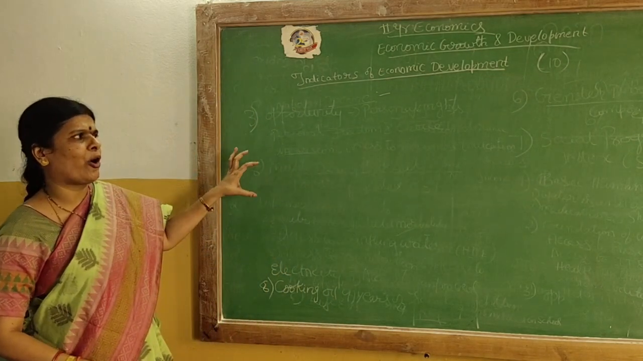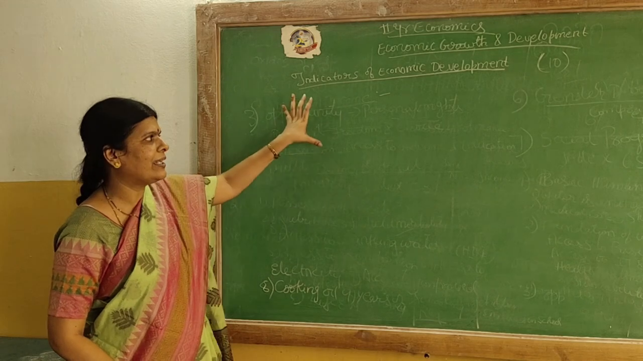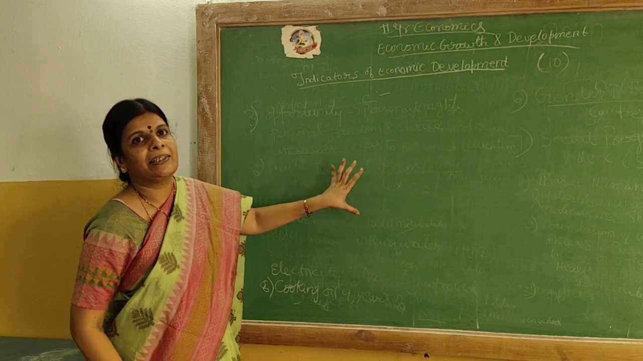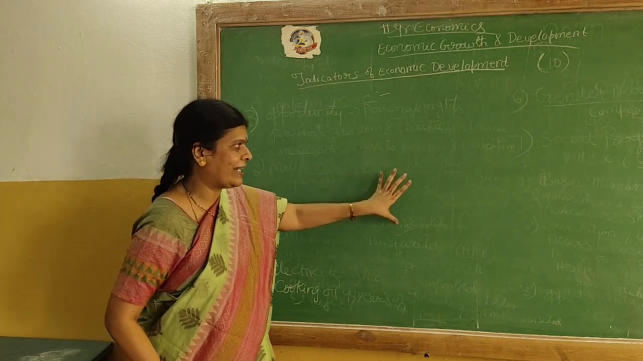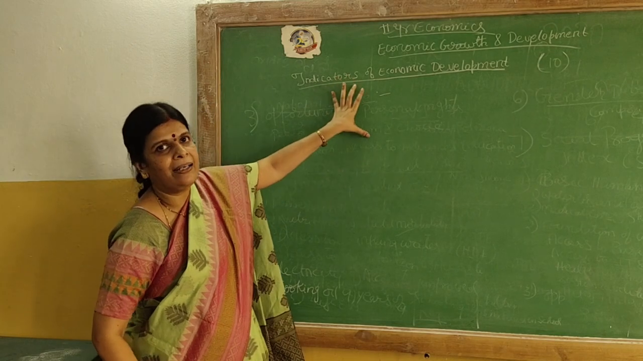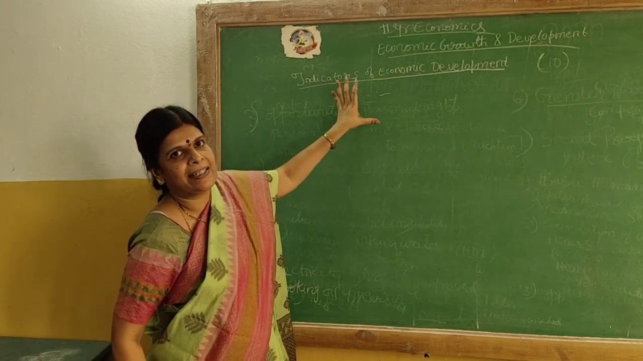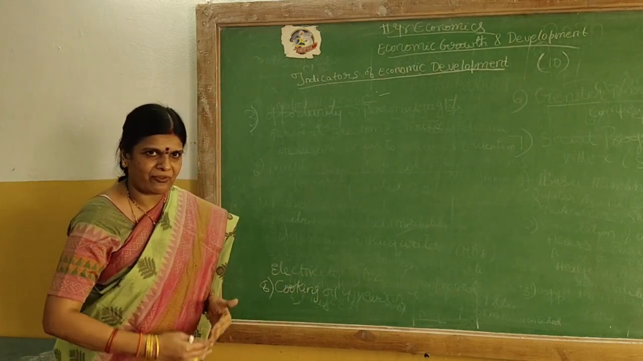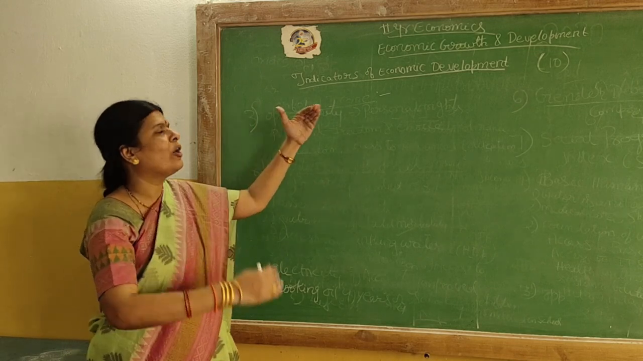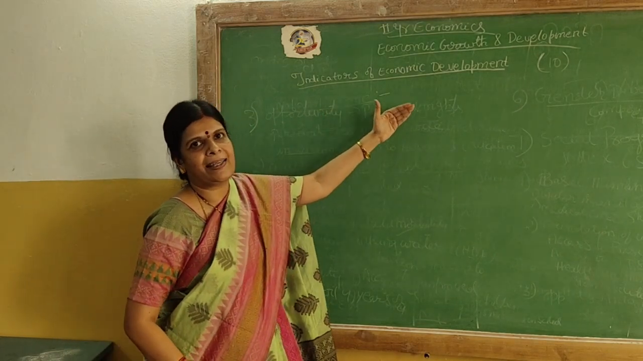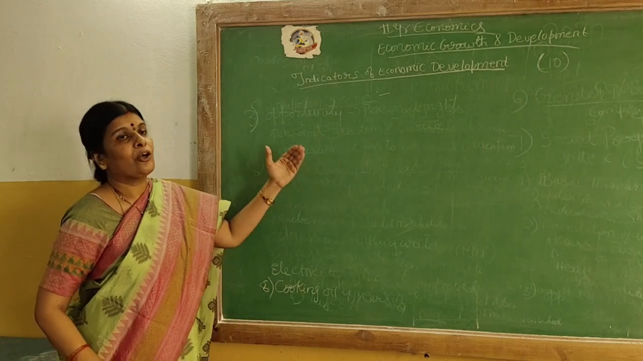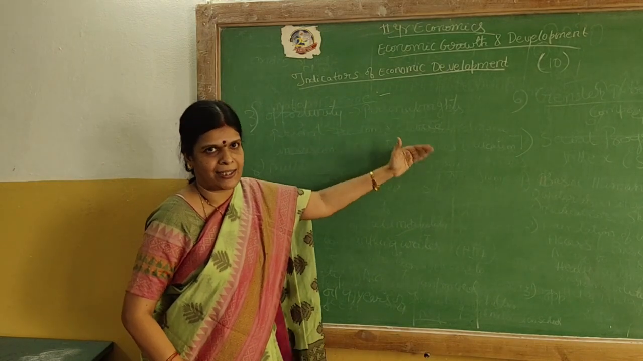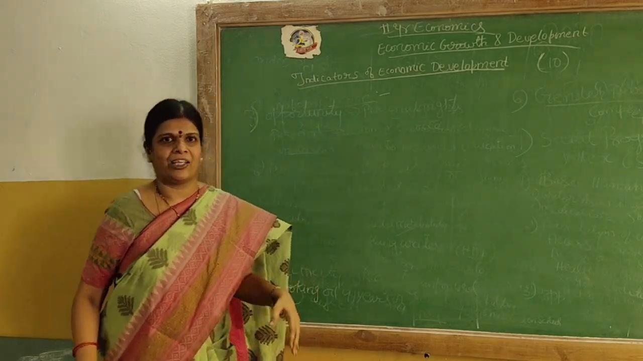What happens if any problem arises in the state? The center will send some people and they will identify the problems. They will take decisions, go and report it to the center, and the center will take decisions and they will be implemented. So the decision process will start from lower to higher. That is called the decentralization process. To achieve social justice, we need a decentralized process rather than centralization.